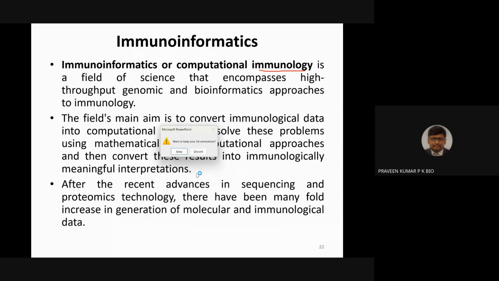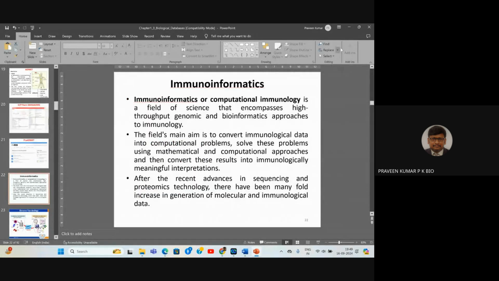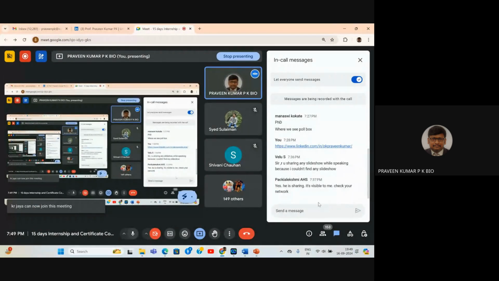Now I think I can interact with you, because I'm taking you through many concepts. The interaction gives you a better understanding. Yes, he's sharing. It's visible to me. Check your network.